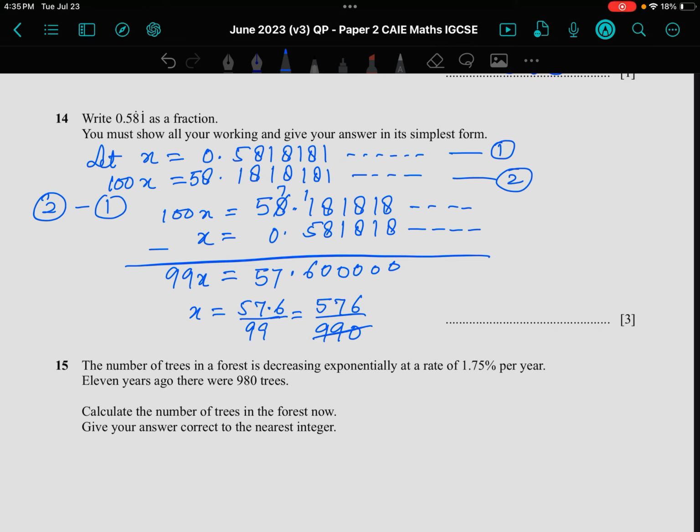Now cancel it by 2. So 2 4s are 8, 2 9s are 18, 2 5s are 10, 2 2s are 4, 2 8s are 16, 2 8s are 16. Now by the table of 9, 9 5s are 45, 9 3s are 27, 9 2s are 18. So my answer is 32 upon 55.